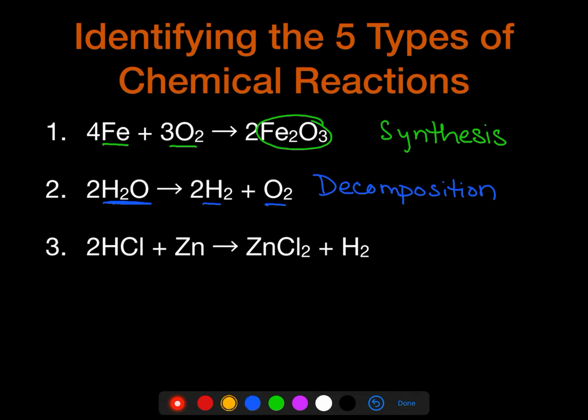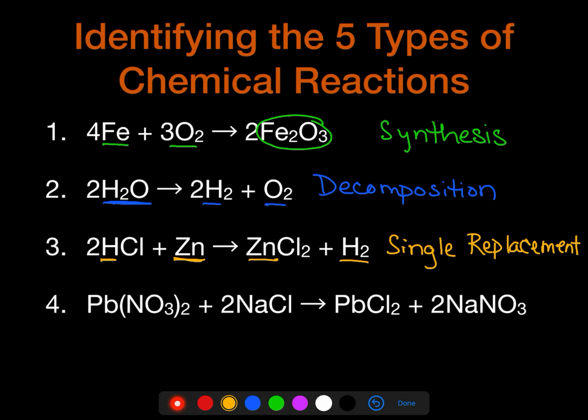The third one here, we actually have a unique situation where this zinc is going to replace this hydrogen, and so the zinc ends up moving to be with the compound itself, and hydrogen gets displaced or replaced. And so this is what we call single replacement. And just whenever you have a compound and just one thing, that's going to be single replacement.